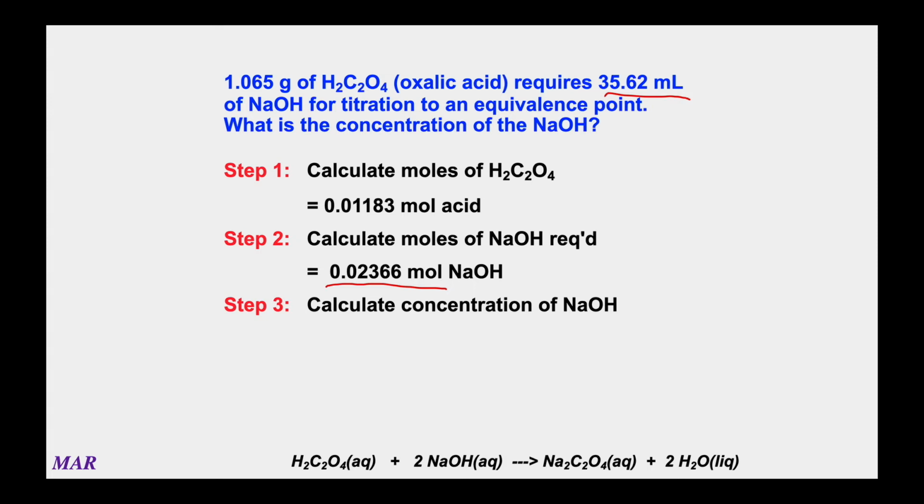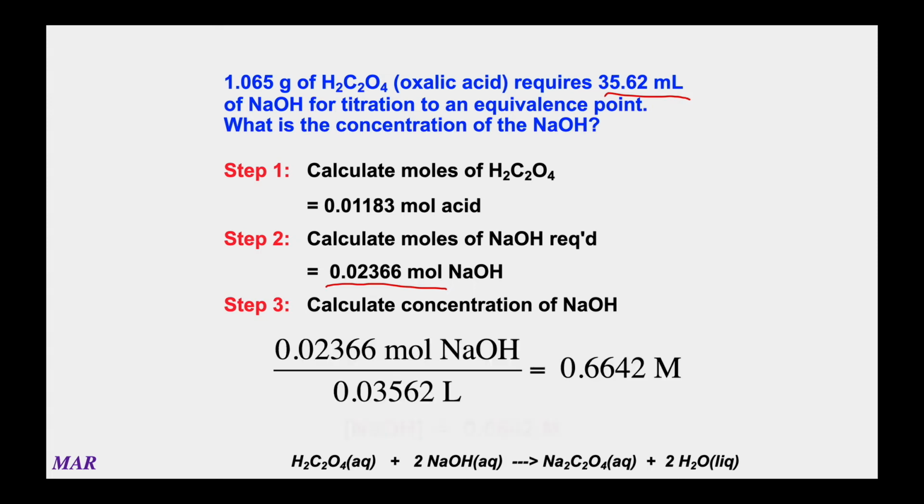Yeah, 35.62 divided by 1,000 is 0.03562 liters. So you take the moles of NaOH you calculated, divided by the volume of sodium hydroxide in liters, and 0.6642 moles per liter is the concentration here.